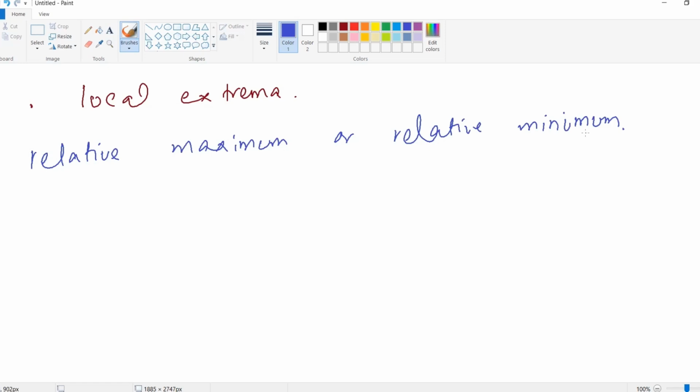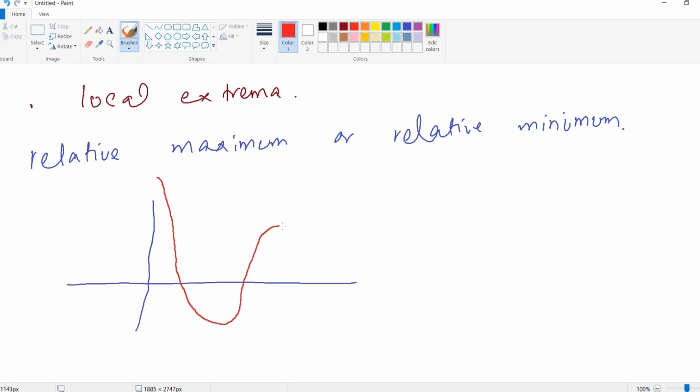So relative maximum is, for example, if this is the graph, and this point is coming from here somewhere. Is it clear? So tell me, what is point A? What is point B? What is point C? And what is point D?